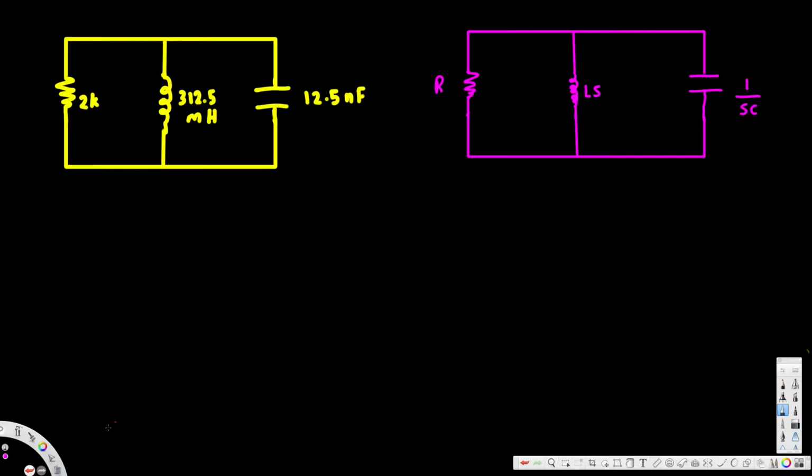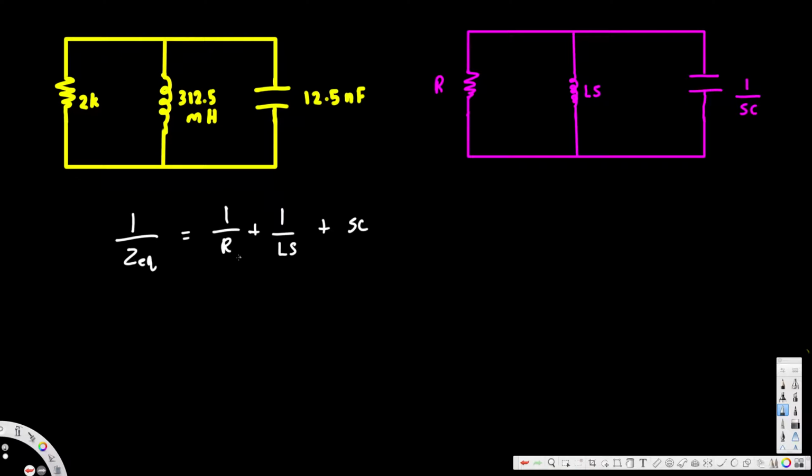Now to find the equivalent resistance, we know that when we have resistances in parallel, we find it by 1 over R equivalent equals 1 over R1 plus 1 over R2 plus 1 over R3, something like that, right? We do the same thing for impedance. We put 1 over Z equivalent, this is the equivalent impedance, equal to 1 over R plus 1 over LS plus 1 over 1 over SC. 1 over 1 over SC is the same as SC.